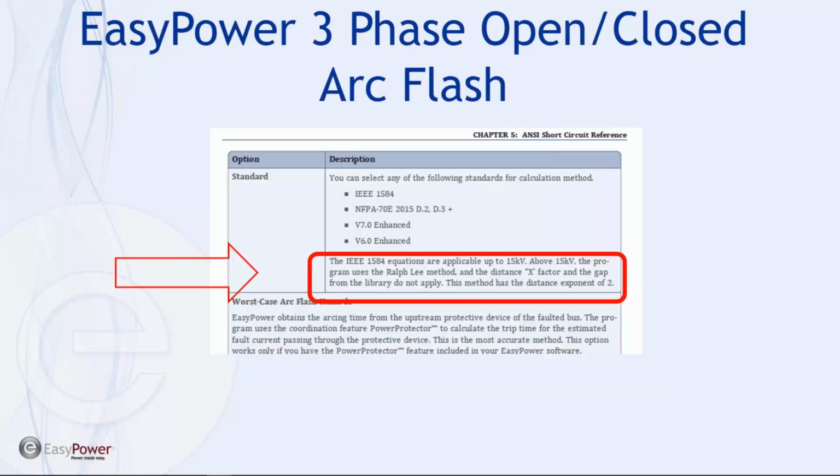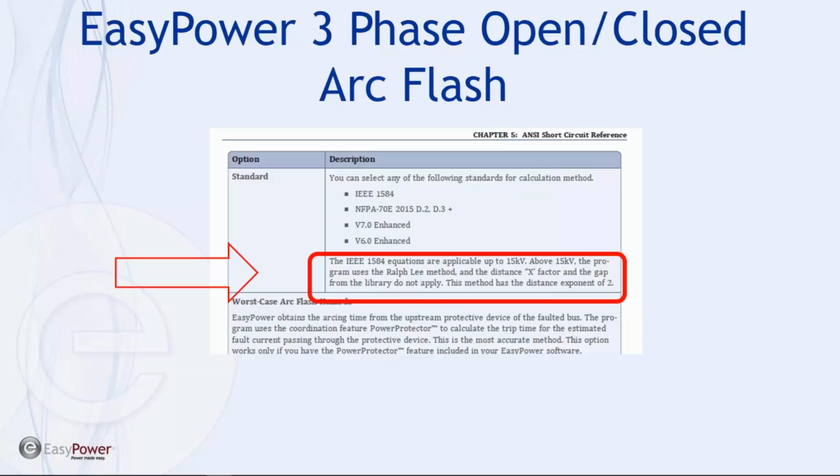Now, additionally, if you look in the EasyPower arc flash hazard tab of the short circuit options section, you'll notice that you have four choices. If you select the 1584 model, the note below suggests that above 15,000 volts, the program uses the Ralph Lee model with some added notations. You also have the ability to select NFPA 70E 2015 D2 and D3. This will use a combination of Doty-Neal and Ralph Lee based upon what voltage your system is at. So there is that option.